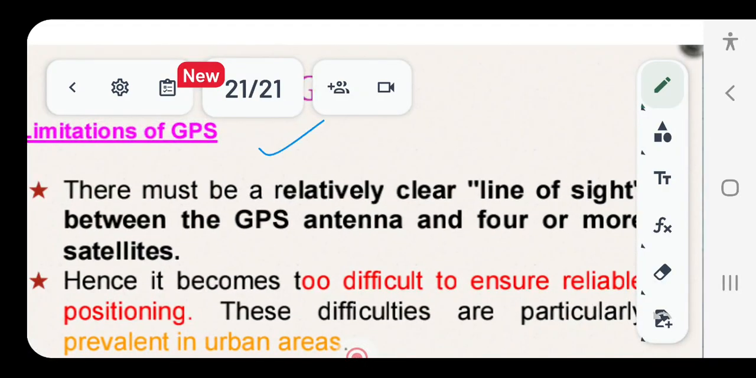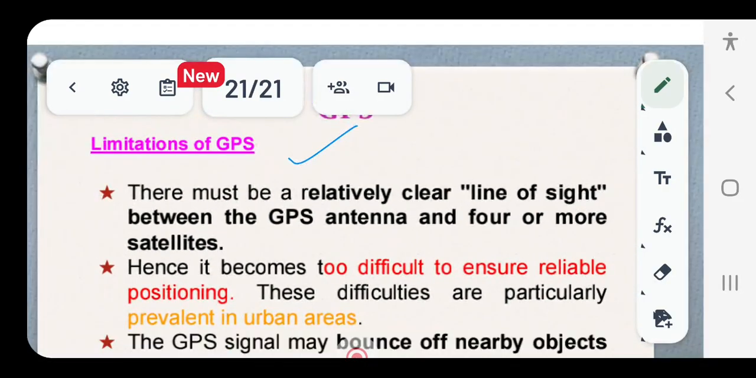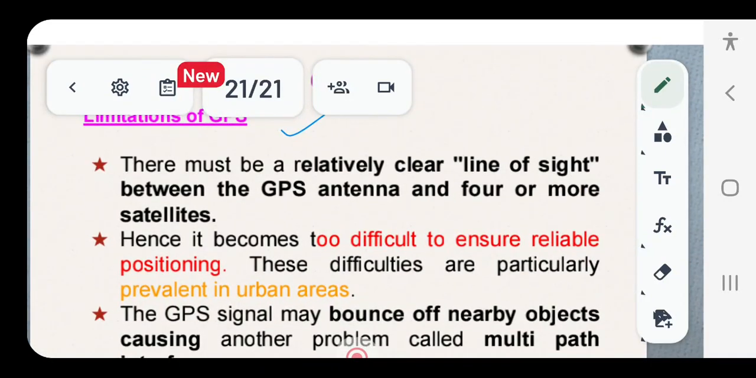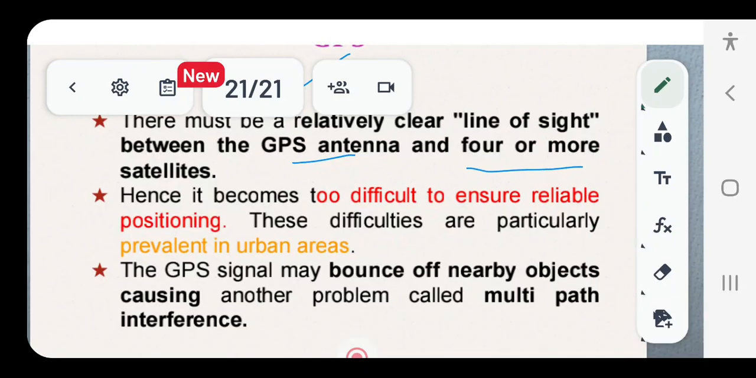The main limitation of GPS is signal loss. In order to get a signal, between the GPS antenna and the 4 or more satellites, there should be a clear line of sight. Otherwise, it will be giving out inaccurate data. And another problem is GPS signal may bounce off nearby objects, causing multi-path interference. With this, we will close the session.